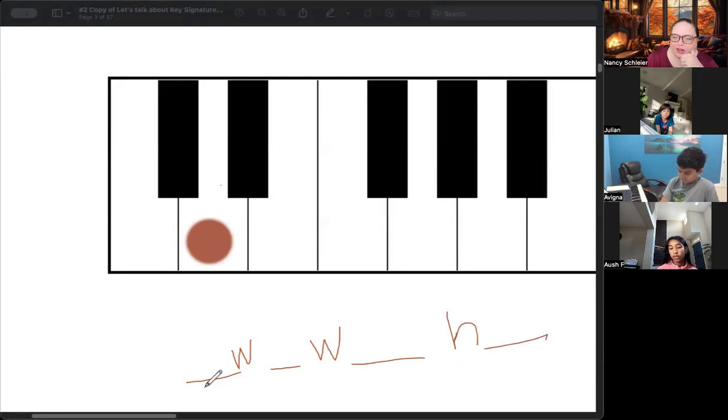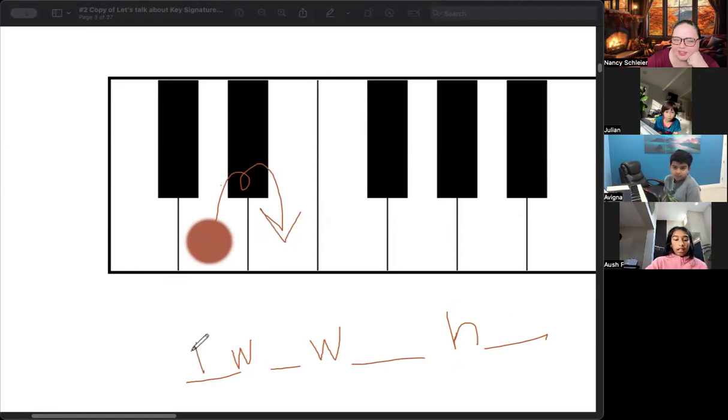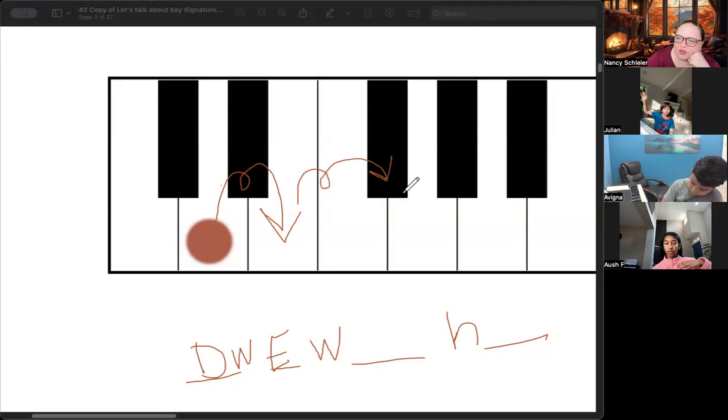Okay, so our first note is D. What is a whole step up from D? Keslin, what is it? E. E, very good. All right, now this one's a little bit trickier. What's a whole step up from E? Julian, what is it? F sharp or G flat.